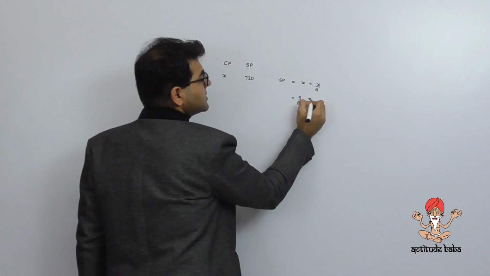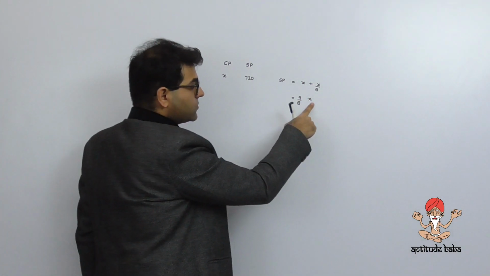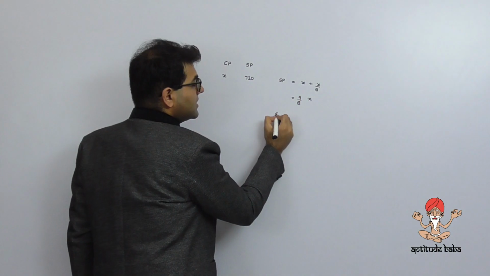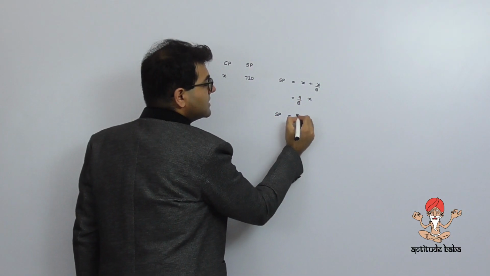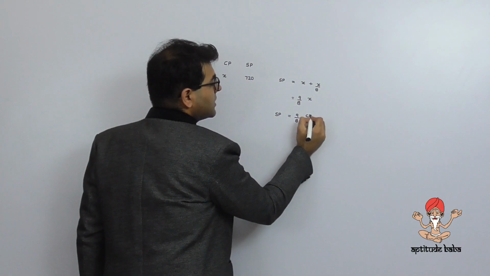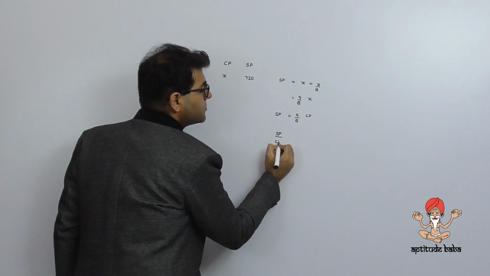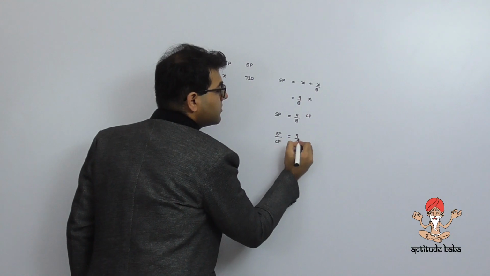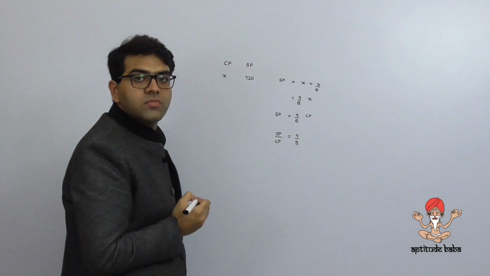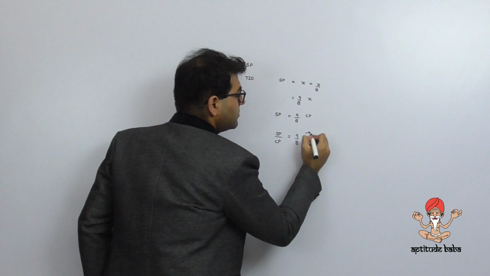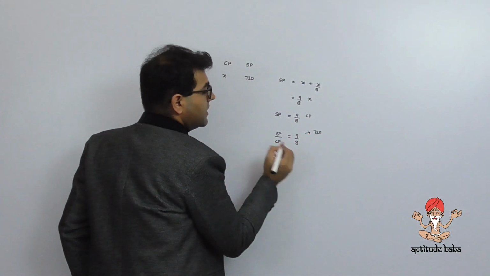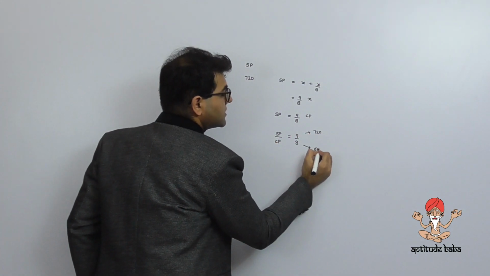9/8 of x. Now this x was cost price. If my selling price is being defined as 9/8 of cost price, another way of interpreting the same thing is that the ratio of selling price and cost price is 9/8. Now this thing is given to me as 720. So to maintain the ratio, this has to be 640.